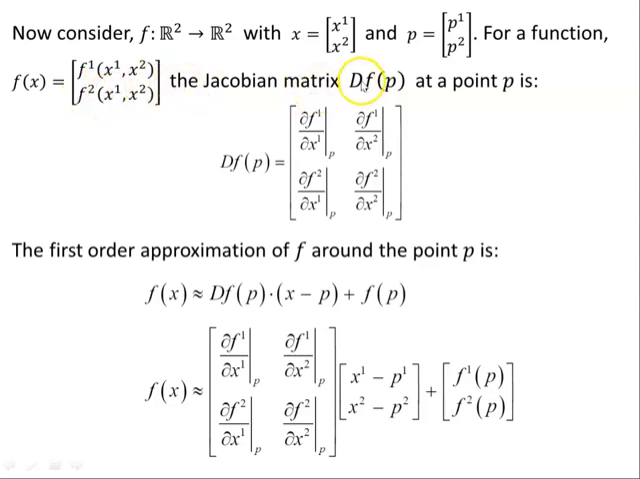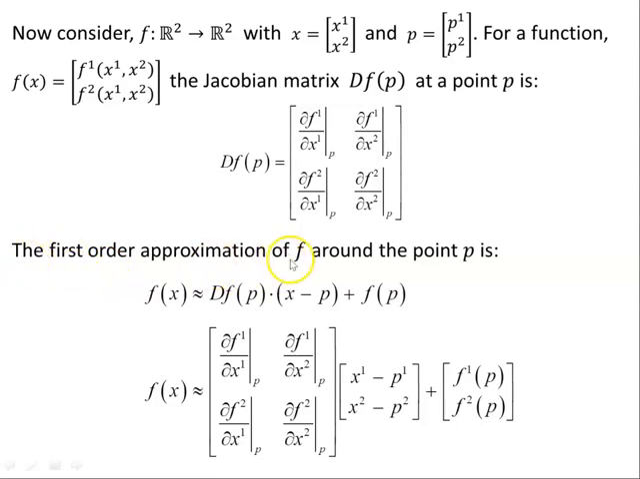The Jacobian matrix d f of p now is going to be more sophisticated than just a single value at a point P. So d f of p will be partial f1 over partial x1 evaluated at point P. Remember, f is evaluated at P, and we want the derivative of f evaluated at the point P. Partial f1 over partial x2 evaluated at P, and then the second component function, partial f2 over partial x1 evaluated at P, and partial f2 over partial x2 evaluated at the point P.